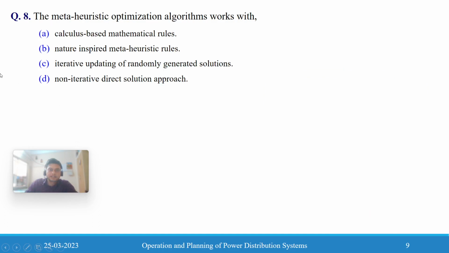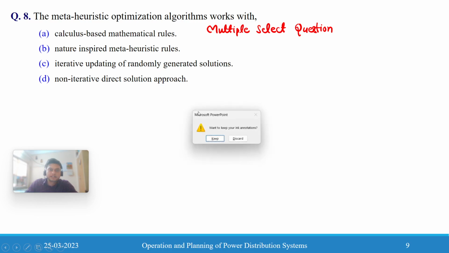So the next problem is that the meta-heuristic optimization algorithm works with, and the options are these. First, I let you know that this is a multiple select question. Multiple options can be correct. So this question 8 is a multiple select question. Whatever answer you feel is correct, you can type your answer in the chat box.